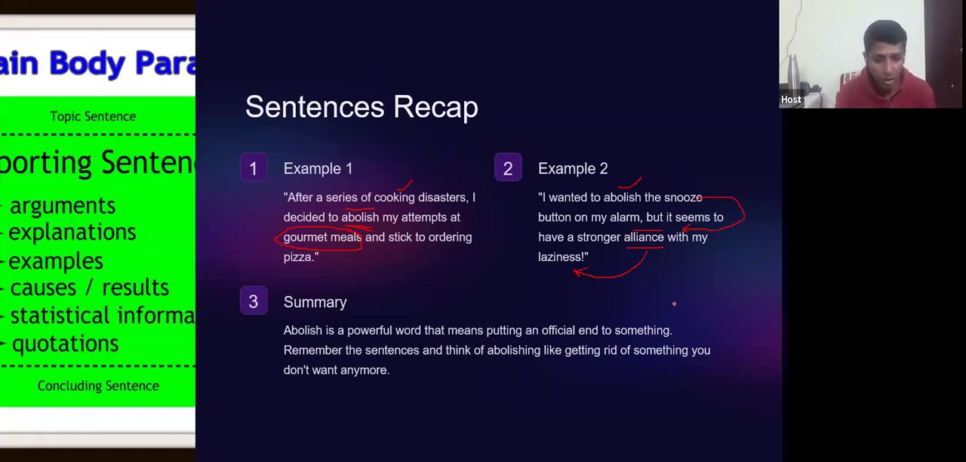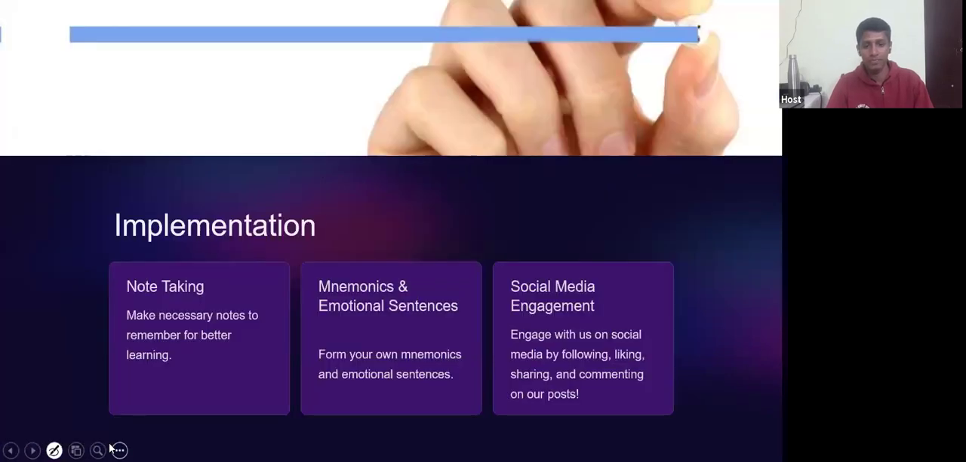So a quick summary: abolish is a powerful word that means putting an official end to something. Remember the sentence and think of abolishing like getting rid of something. So this is what you should keep in your mind. It is like getting rid of something you don't want anymore. Okay, that's about today's word.